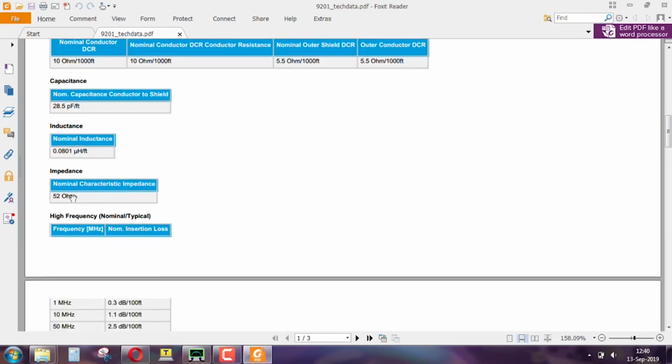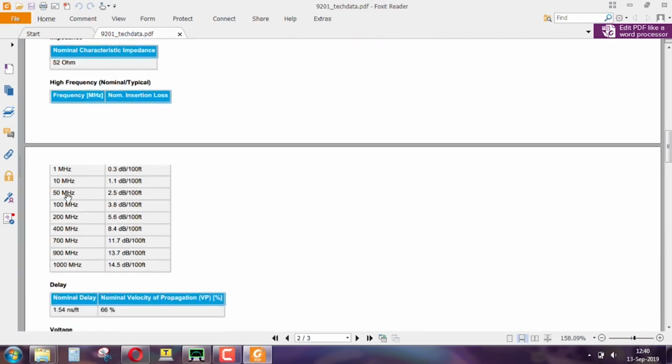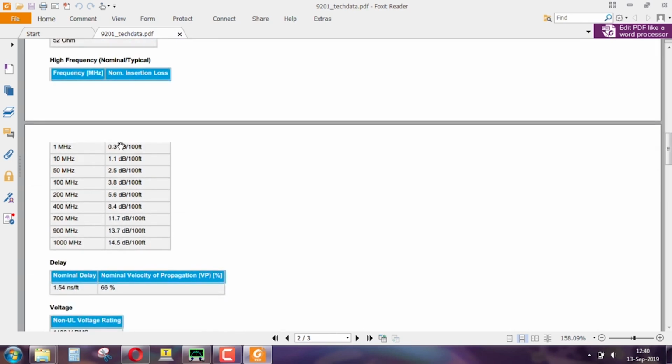Nominal characteristic impedance is 52 ohms, and then high frequency insertion loss, that is output power to input power, taken in dB. Also you see how it has been given: at 1 megahertz it is only 0.3 dB per 100 foot. Not sure, are you able to see? It is only 0.3 dB per 100 foot, at 10 megahertz 1.1 dB per 100 feet, and then at 1 gigahertz it is 14.5 dB per 100 feet.